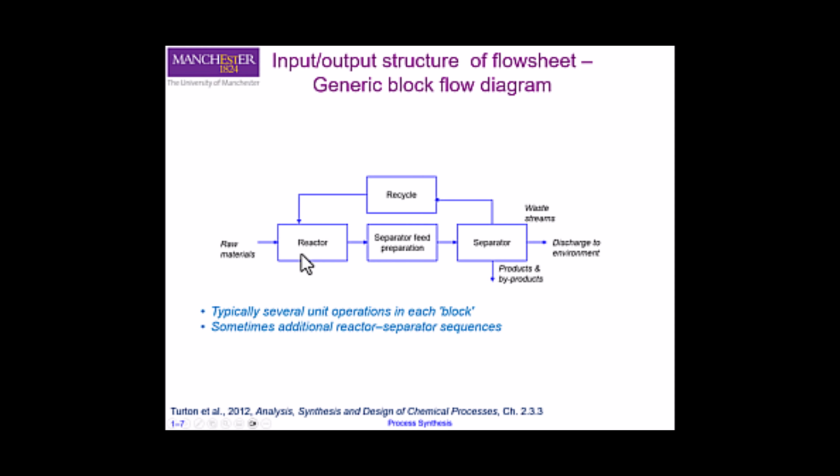Okay, so here, for example, you have raw materials entering the reactor, then we have some product with unreacted material. We feed it into a separator. Maybe we need to increase or decrease the temperature of this feed stream. And then we choose to recycle or not recycle depending on our process. And finally, we discharge the unreacted material or waste into the environment. Okay, so this is a very basic structure here.